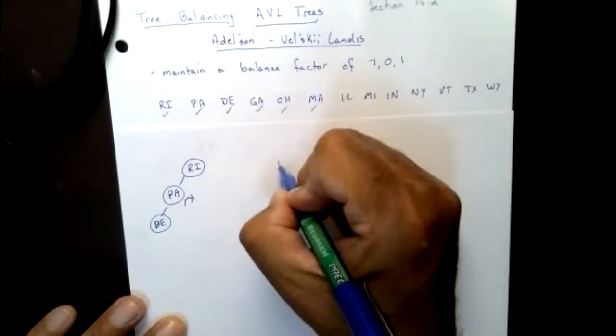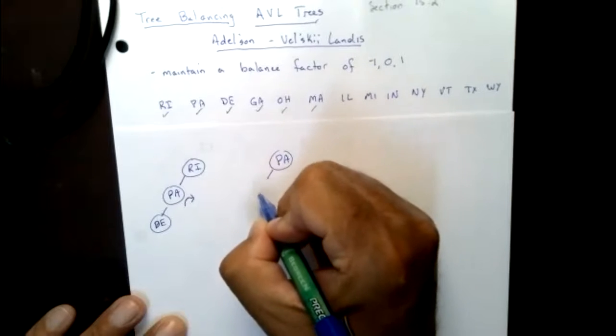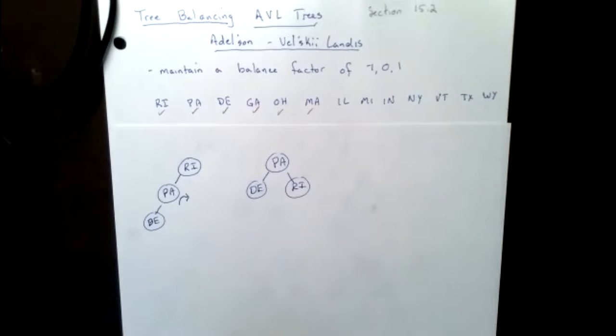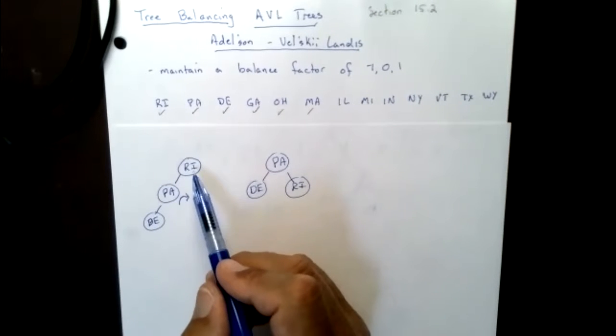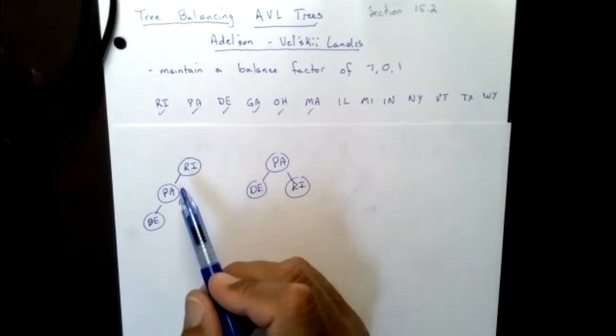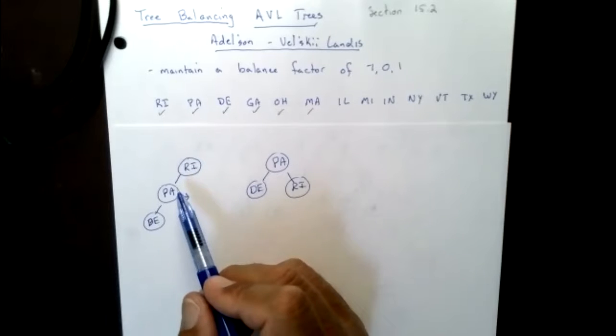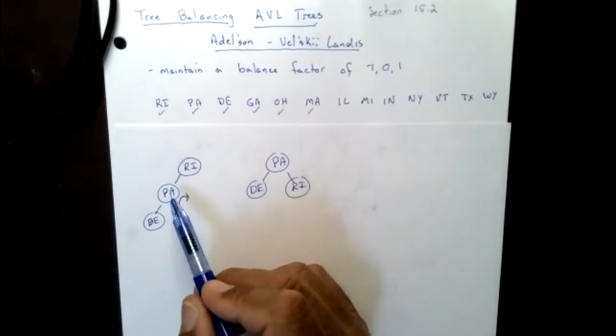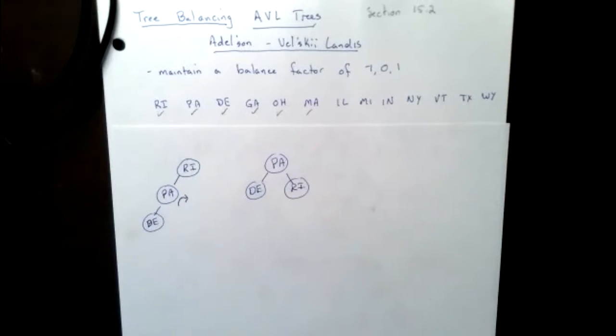I'm going to make this PA. I'm going to make this Delaware. I'm going to make this Rhode Island. Coding wise, I would say if this is the, then I need to make this the, but its right child now gets the value of Rhode Island. The root now points to PA. And, you know, this is one of those where you'd have to sit and look at a lot of patterns and draw the picture, draw the picture, draw the picture until something starts to come out in the wash.